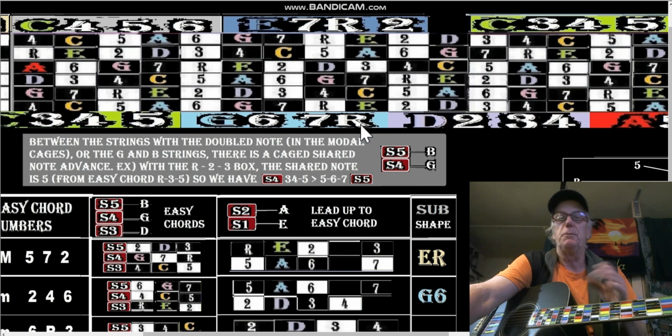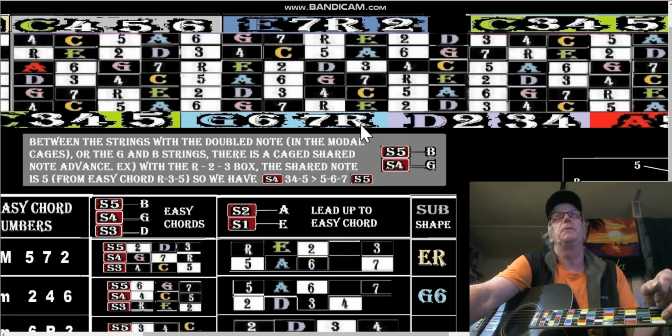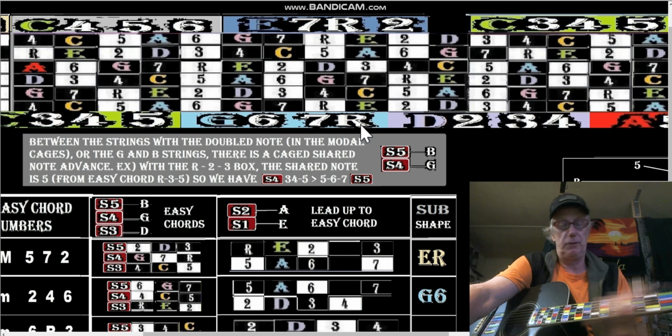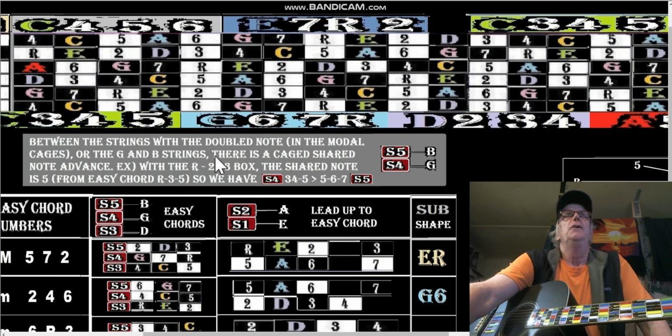But the numbers are more powerful. It's easier to count them. You can do them in any key, all along the fretboard, all along the strings. So that's what a caged advance is.